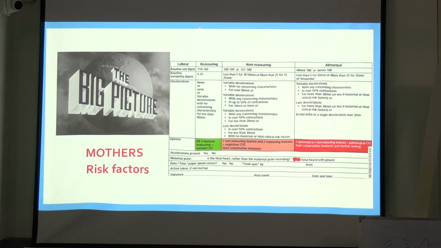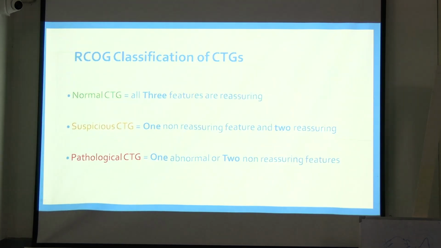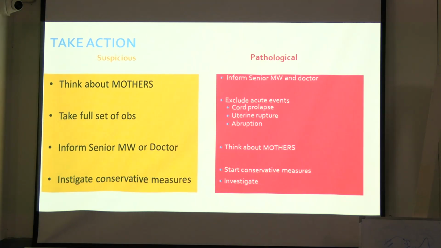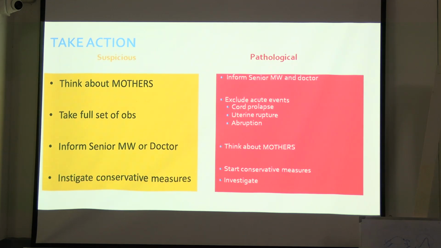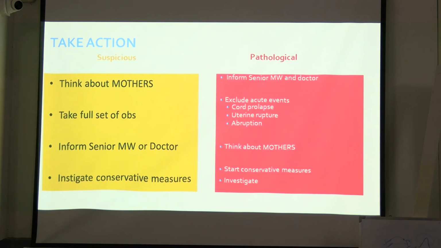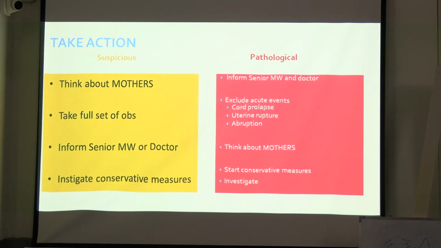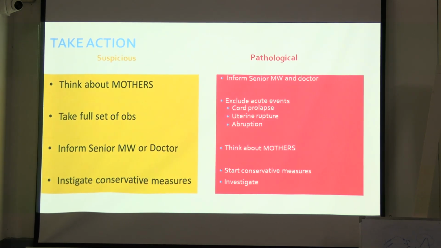So what if you see any suspicious CTG or a pathological CTG, what you need to do? What will you do? So suppose suspicious CTG is there, you will inform the seniors and start conservative management. If pathological CTG is there, obviously you will exclude the cord prolapse, uterine rupture and abruption. These are the acute events. You have to watch for that. If suppose you are calling the senior and cord prolapse is there, by the time senior will reach, already the baby will be dead. So you have to look for these acute events which you can prevent.